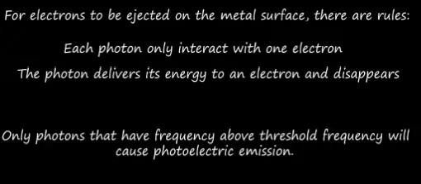In order for the electrons to be emitted, there are rules governing the whole process. Each photon only interacts with one electron. The photon delivers its energy to the electron and disappears. This is because a photon is a packet of pure energy. The light must have a frequency greater than a threshold frequency, whereby a threshold frequency is the minimum frequency required for an electron to be emitted.